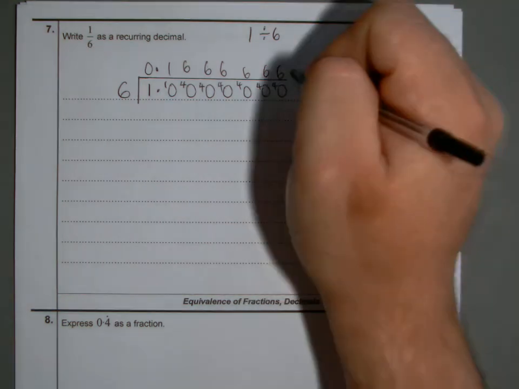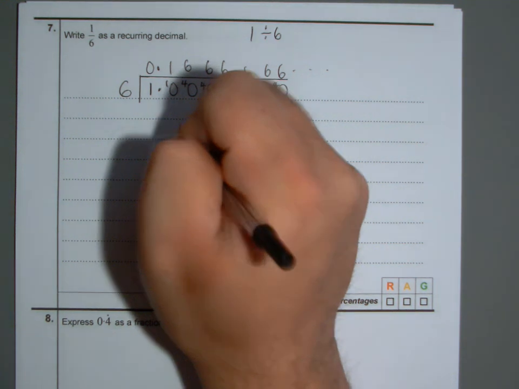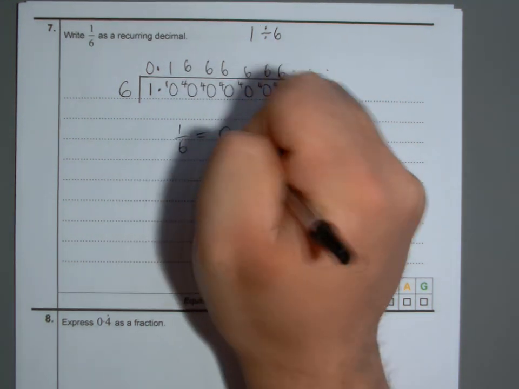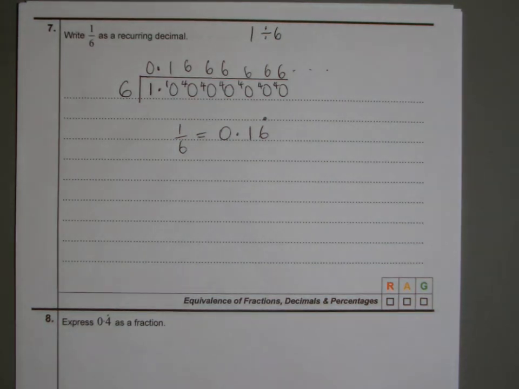So we can see that as a recurring decimal, you write it like this: 1/6 equals 0.16, and you put a dot above the 6 to show that that's the value that's repeating.